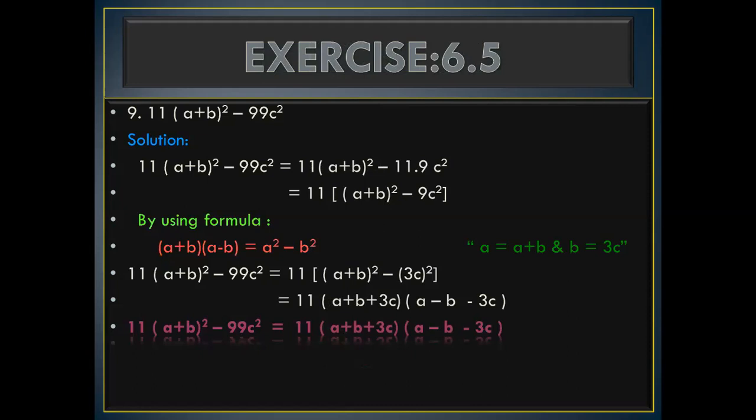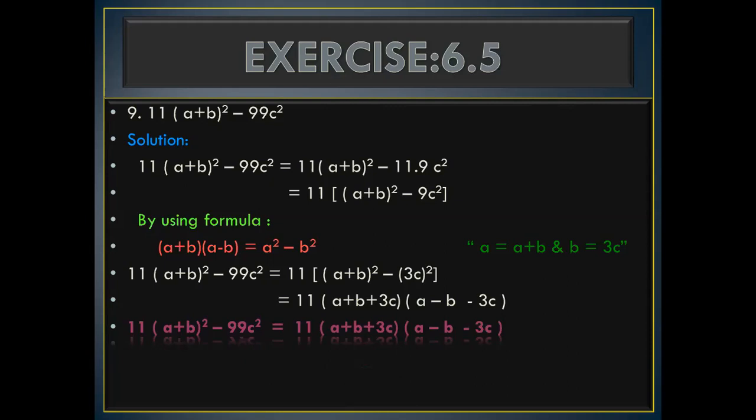This only shows the term, minus 99c square. Again, 11 is not the square of any number, same as 99 is not the square of any number. So definitely we split 99. When we split 99, one factor must be 11. 11 into (a plus b) whole square minus, when we split 99, 11 into 9 into c square. I told you that you will never open the (a plus b) whole square. This shows the term. This is our first term, a.